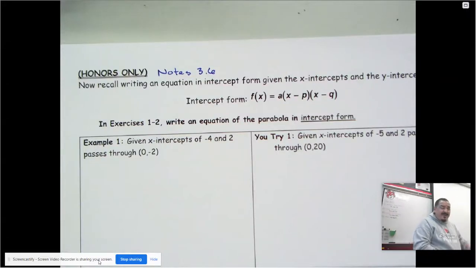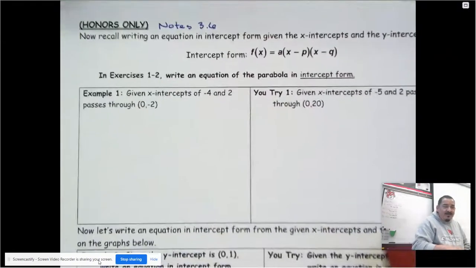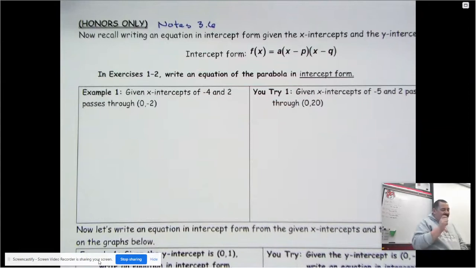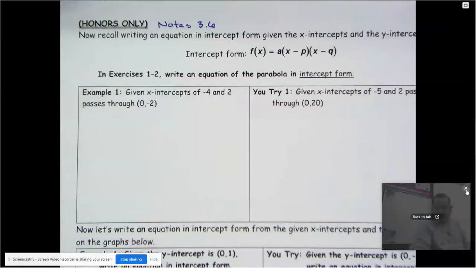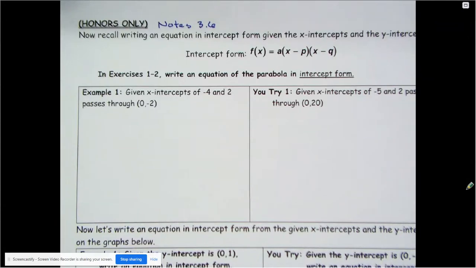Today we are going to continue to talk about notes 3.6, where we're going to continue to write the equation of polynomial functions. But in order to do that, we're going to go into a little more detail here for the honors class. And so we're going to continue notes 3.6 here. So now it says, recall writing an equation in intercept form given the x-intercepts and the y-intercept.